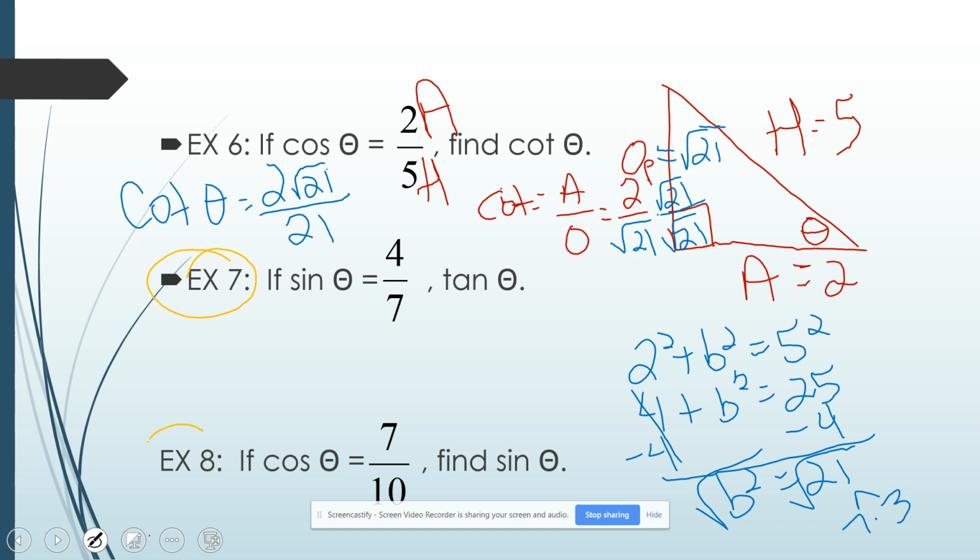Okay, example 7 and 8. You guys try it, and bring it into class tomorrow for us to check.